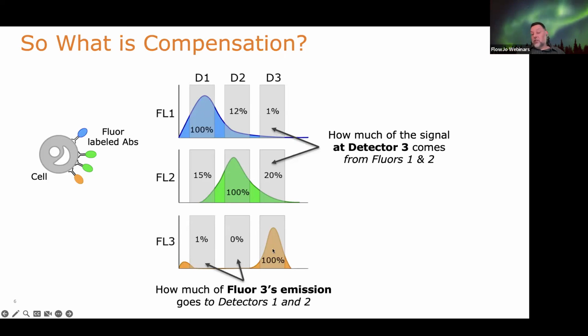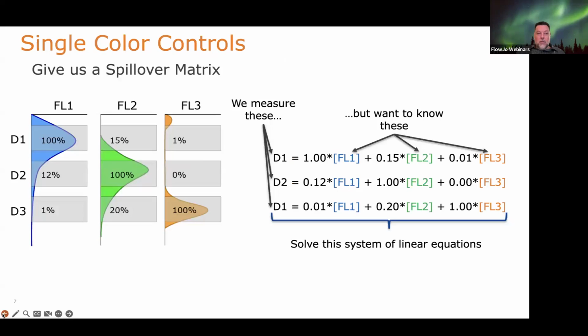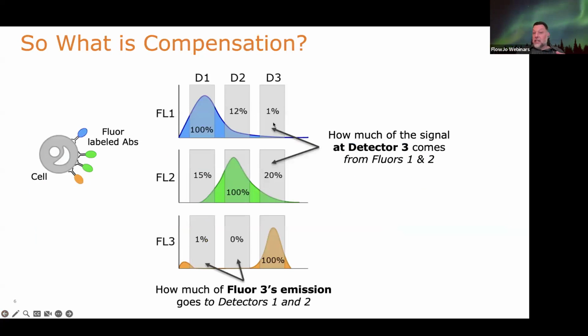And then my orange or red color here, it's picked up in detector 3 and only a little bit of it in detector 1, right? And so if we look at this and look at 1% and 2%, we read this as how much of the signal is actually picked up in this detector from fluor 1 and how much is picked up from fluor 2. And likewise, if we look at fluor 3's emission, 1% goes into detector 2, 0% into detector 1, and the maximum in detector 3, right?